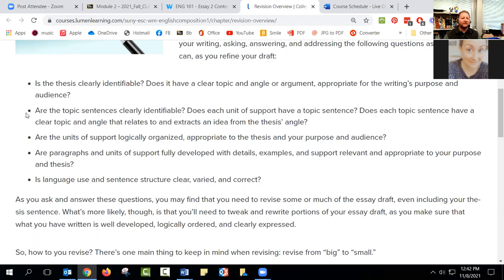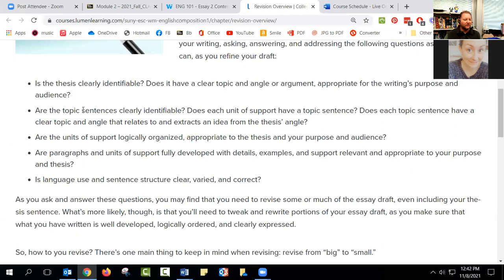Are the topic sentences clearly identifiable? Again, the general rule is that you would put the topic sentence as your first sentence or first few sentences in the body paragraphs. That is not a hard, concrete, steadfast rule. It is possible to have the topic sentence come at the end of the paragraph, but it typically leads to weaker writing. So I always recommend to always begin your body paragraphs with the topic sentence. And it should be very clear.